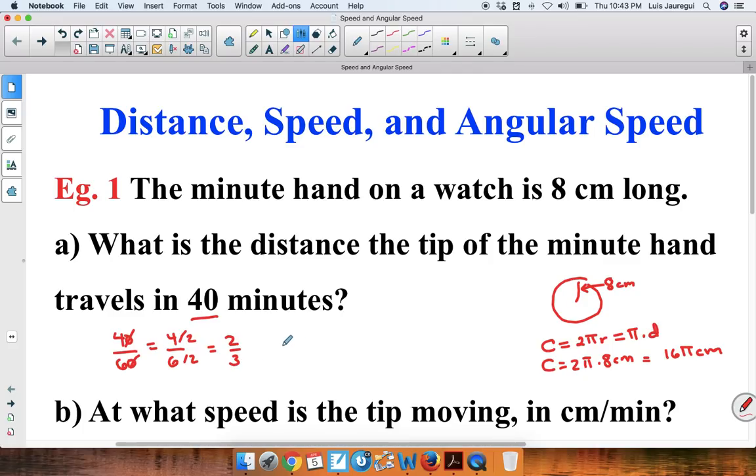So the actual distance that the tip of the minute hand travels is really 2/3 of the entire circumference, which was 16 pi centimeters. So we multiply those two quantities and we end up with the distance being equal to 32 pi over 3 centimeters. So that's the distance the tip of the minute hand travels in 40 minutes.